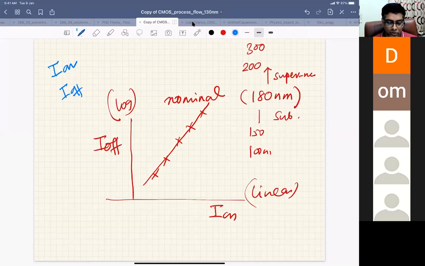So my slope should be as small as possible, right? This is the slope of the universal curve. When I talk about a transistor having a very good universal curve, that means the slope is very small.